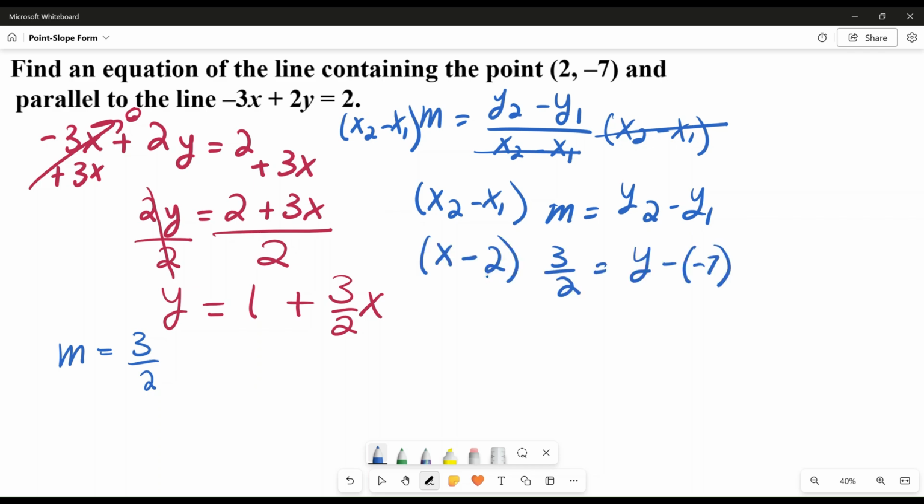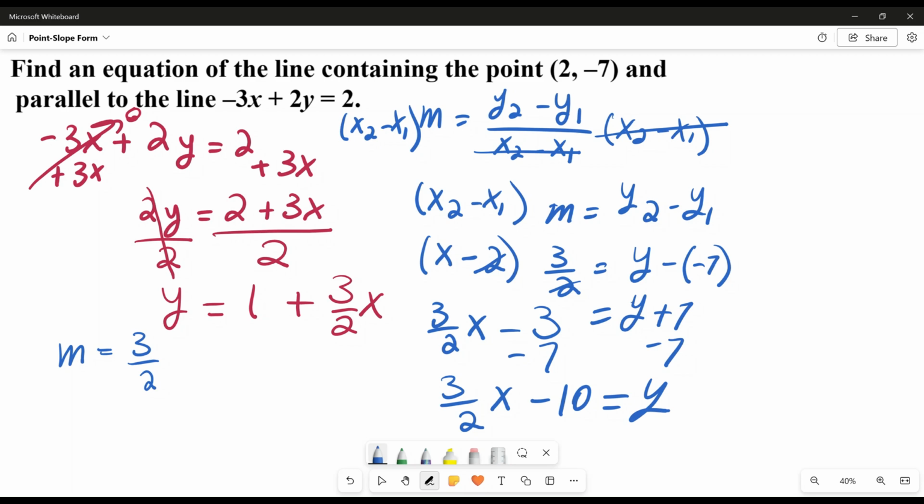I plugged in 2 for x and -7 for y. As you can see, we have a double negative here, so it's going to be +7. And then I'm going to distribute my 3 divided by 2, meaning multiply. So 3 divided by 2 times x, and -2 times 3 divided by 2 will cancel my 2 out, and I'll just get -3. I'm not done yet because I have my y added to the 7. I need to get rid of that 7, and the way I can do that is subtract 7 from both sides. This is my final answer.